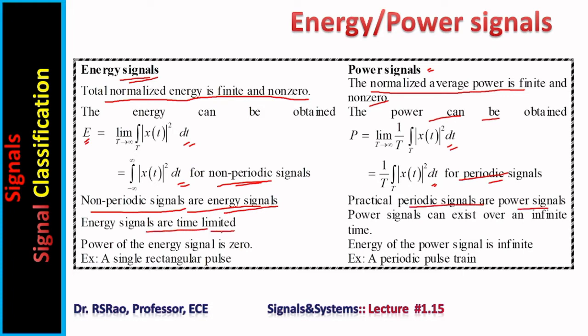Energy signals are time limited. Power signals are eternal. They begin at minus infinity and extend up to plus infinity in time. Power of an energy signal is 0. Energy of a power signal is infinite. An example of an energy signal is a single rectangular pulse. If you consider a pulse train, then that train becomes an example of a power signal.